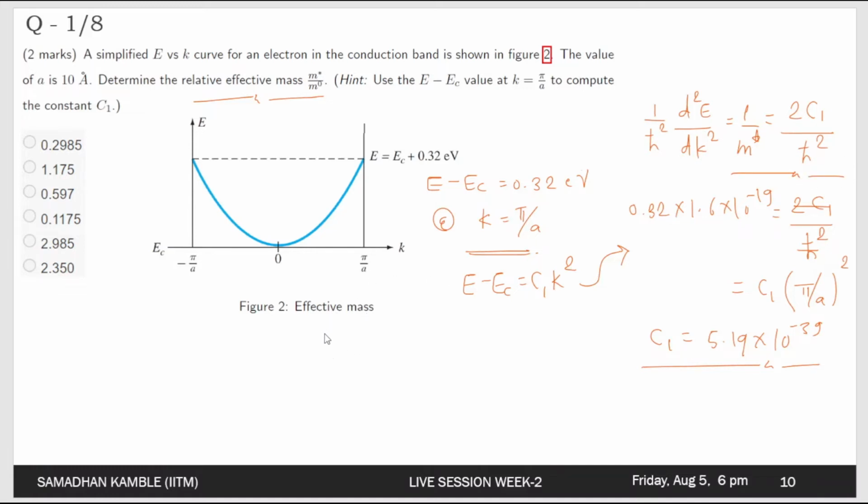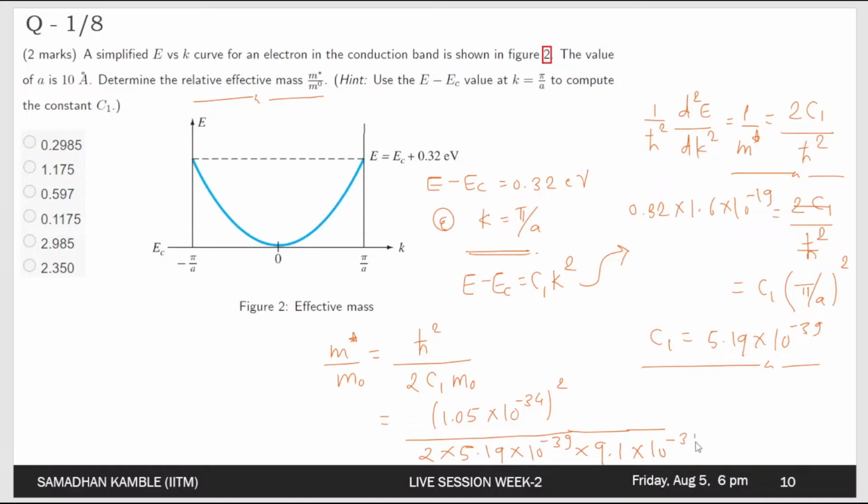Just writing m star over m naught, which is our relative effective mass, which is equal to h cross square over 2 C1 times m naught. If you substitute the value of h cross, which is 1.05 times 10 to the power minus 34, whole square, divided by 2 times C1, which is 5.19 into 10 to the power minus 39, times the rest mass of electron. We are considering electron here, so it is 9.1 into 10 to the power minus 31 kilogram. If you calculate this, you will get the value of m star over m naught, which is 1.175. So the relative effective mass m star by m naught is 1.175.